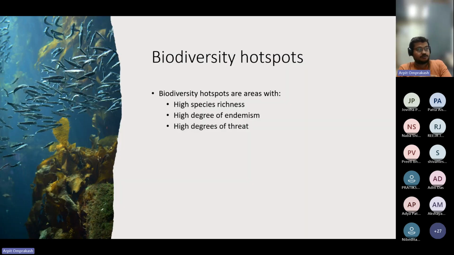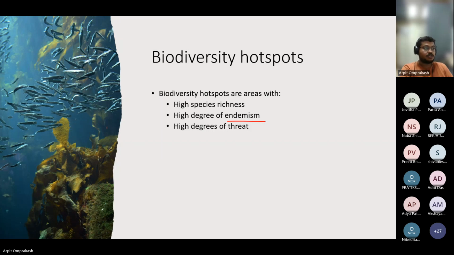Now, based on what we learned, we can characterize certain places on Earth as biodiversity hotspots. So biodiversity hotspots are basically areas with very high species richness. So they have a lot of different species in that given area. They have high degree of endemism. Endemism basically means that the species that are found in that area are not found anywhere else in the world.